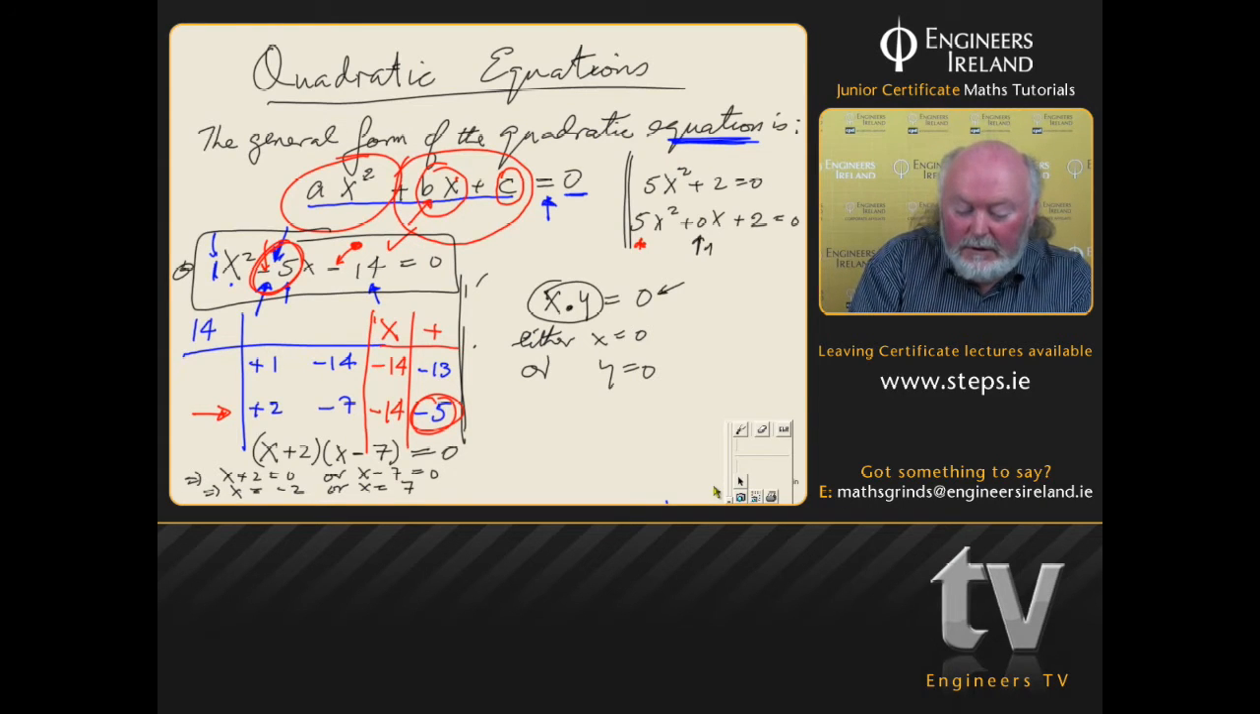So x plus 2 must be equal to 0. That's why we've written that there. Or, and that's why we have "or" in here. It's not x plus 2 equals 0 and x minus 7 equals 0. It's an or, one or the other. The other option is x minus 7 is equal to 0.